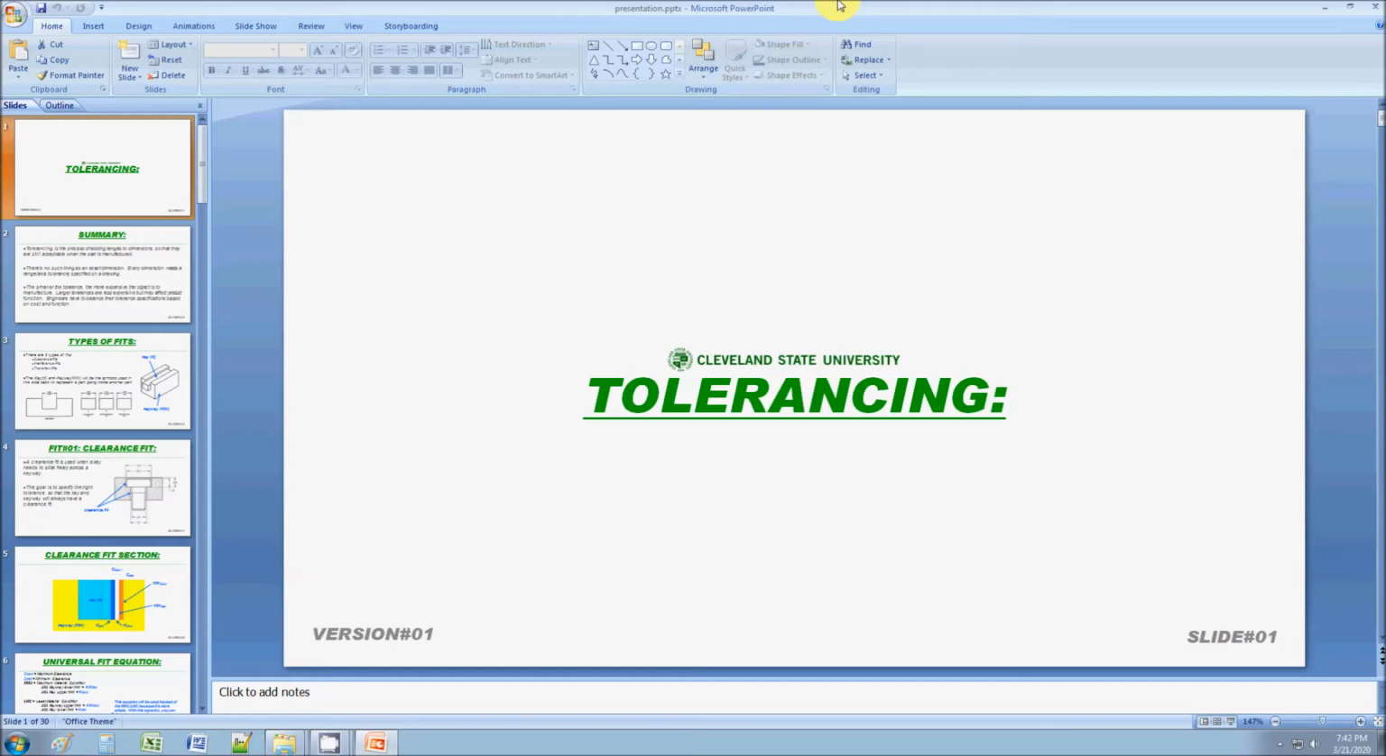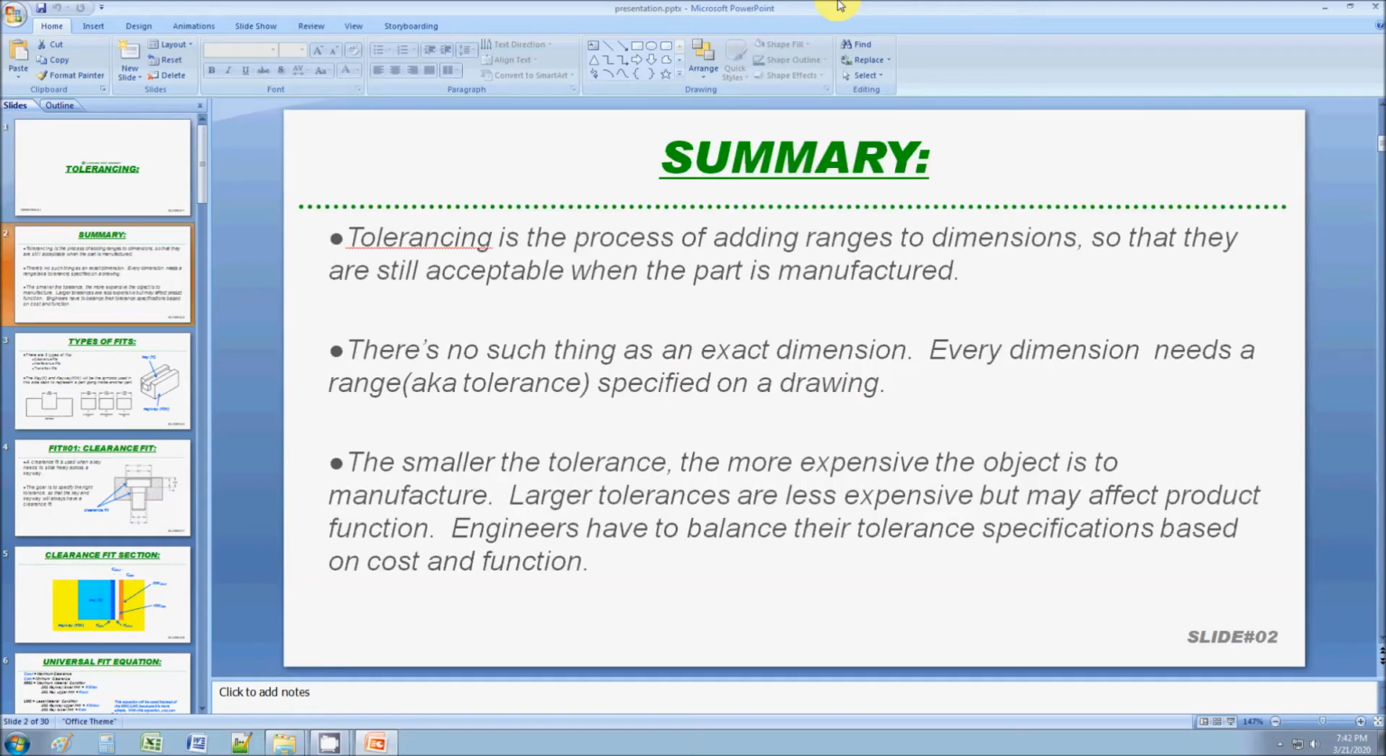Today's lecture is going to be about tolerancing. Tolerancing is one of the very last steps you do on a detailed drawing. It's to define the range, the upper and lower range for every dimension on a drawing.